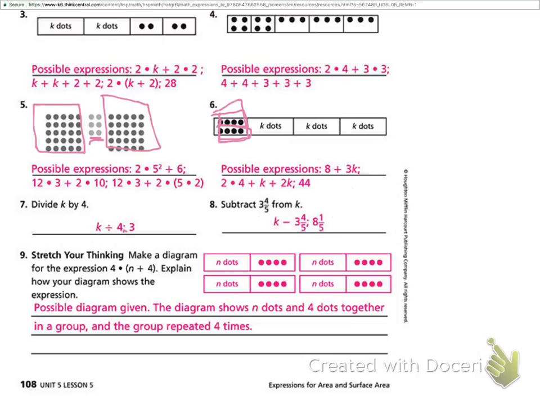Stretch your thinking for those of you who chose to do it. It says make a diagram for the expression 4 times n plus 4. Explain how the diagram shows the expression. Here you got n dots, n dots, n dots, n dots, right? And there's a 4 added on to each of the n's, and there's 4 of them total. So, right, you've got 4 sets, and in each set you have an n dot and a 4. Pretty straightforward.